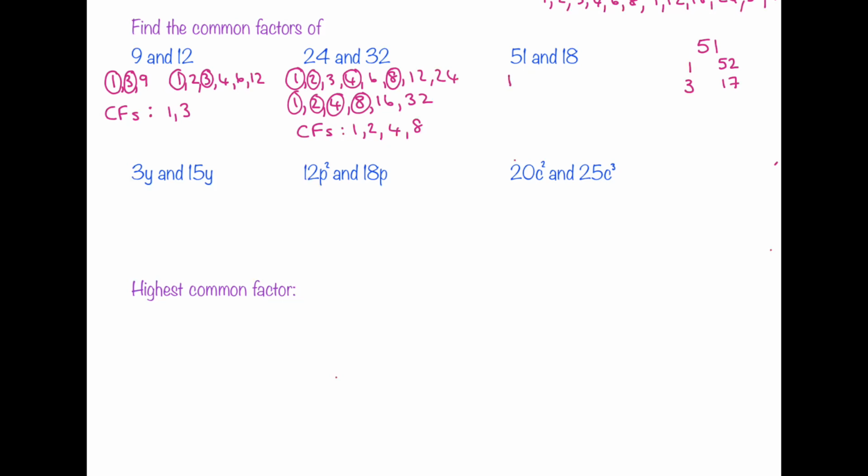So we've got 1, 3, 17. Oh, look what I've done there. Silly me. I said 51 and I wrote 52. So 1 and 51, 3 and 17, sorry. So there we go, that's fixed.